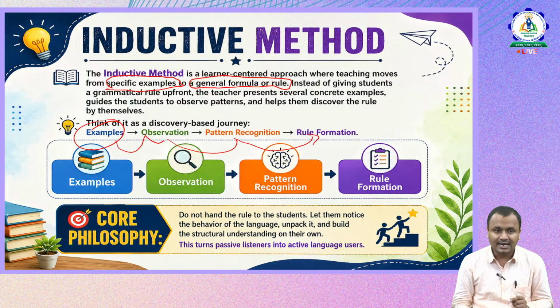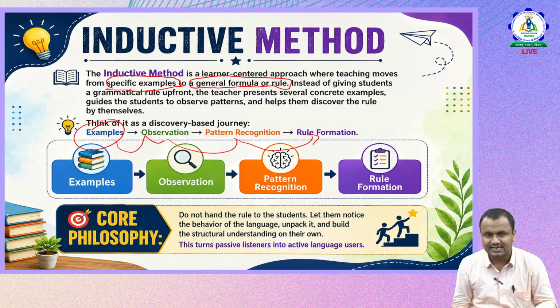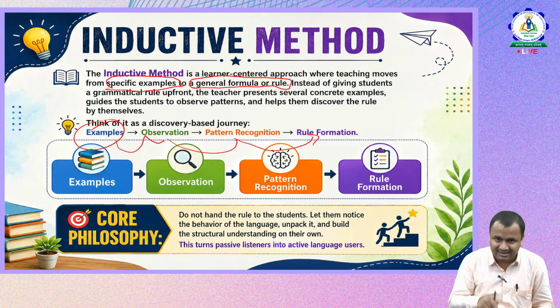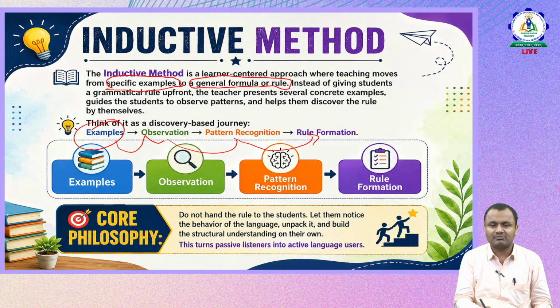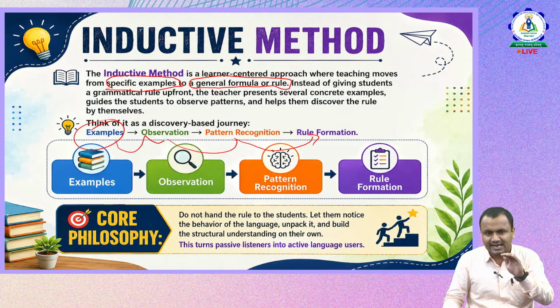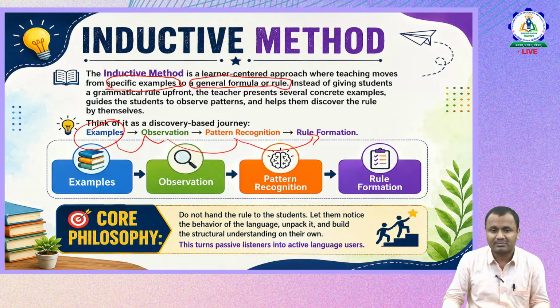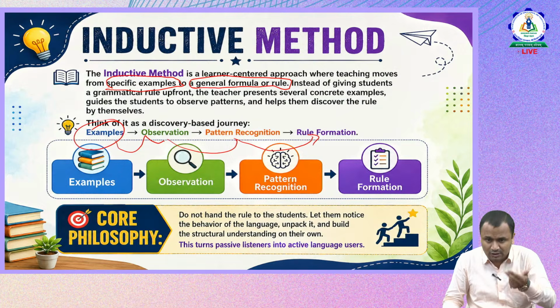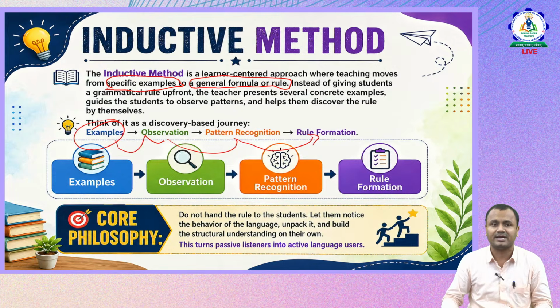So we see that as teacher, we have presented the examples. As student, the student has observed the pattern and made the rule for themselves. So in the inductive method, students are actively engaged in the learning process, whereas the role of the teacher is minimal. This method is henceforth good for the primary classes. Why? Because it turns the passive listeners or the passive students into the active speakers, into the active learners, into the active meaning makers.